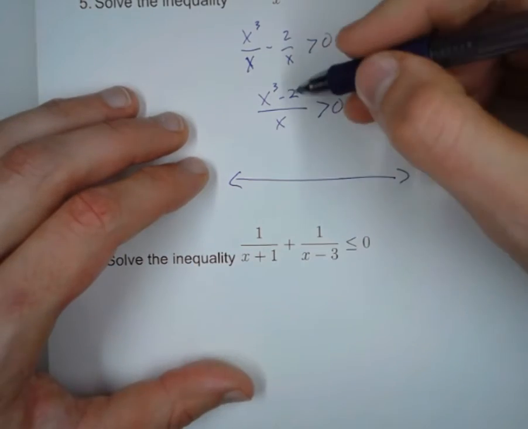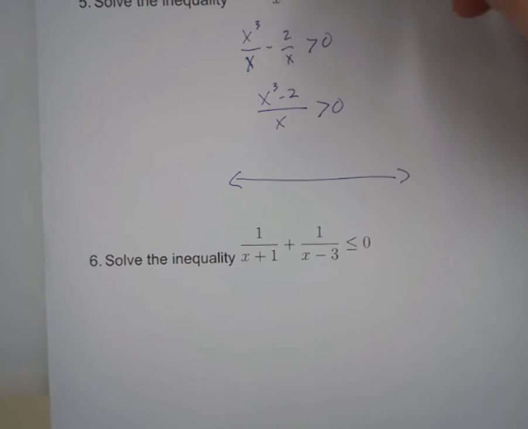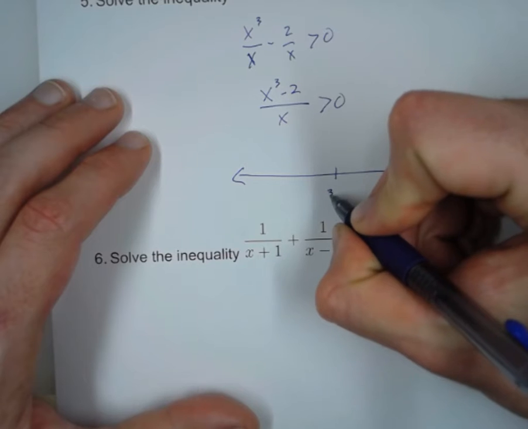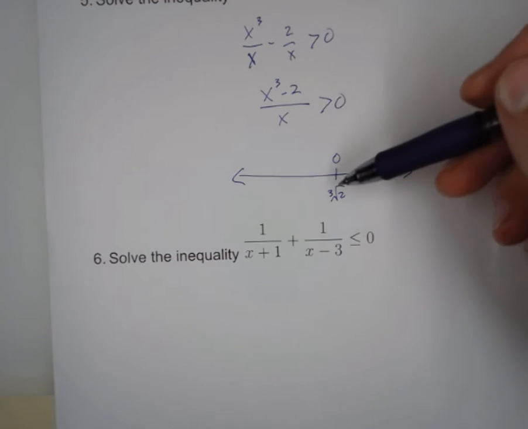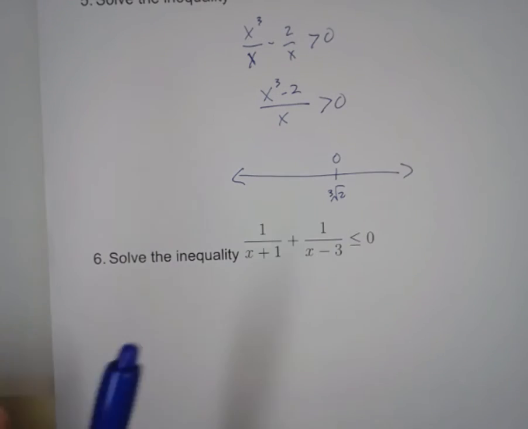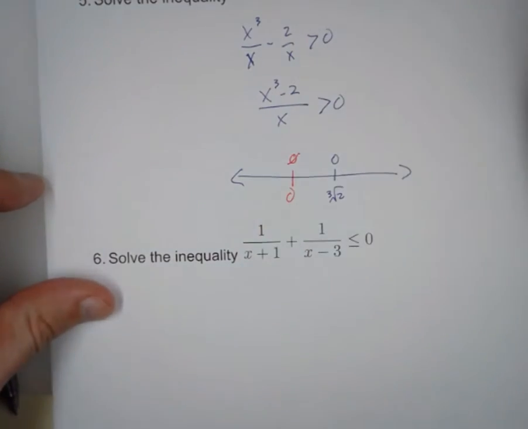Now, what value makes the top 0? Well, most people will look at it and say there isn't. Well, actually there is. And that is the cube root of 2. Now, what is that as a decimal? Not sure. I know it's bigger than 1 and less than 2. I know that. Now, what value makes the bottom 0? That's going to be 0. Undefined right there.